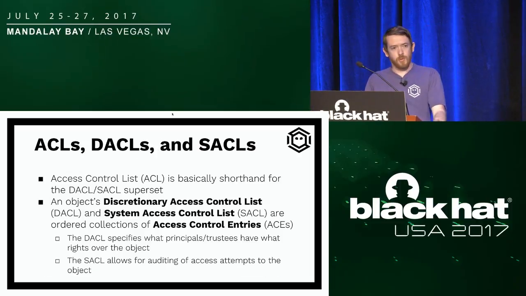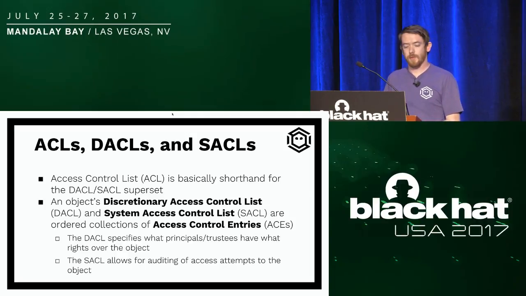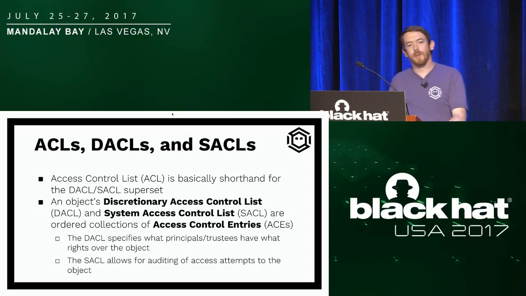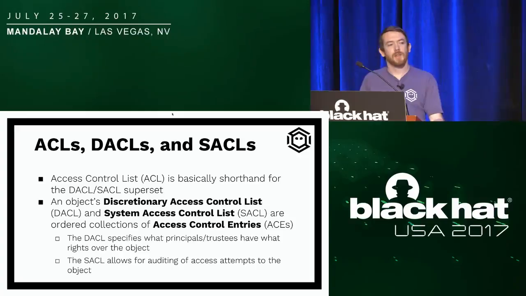A lot of people use these terms interchangeably. We use ACL and DACL interchangeably, but the access control list is actually the superset of the SACL and the DACL. DACL being the discretionary access control list, and the SACL being the system access control list. It's a pointer to an ordered collection of access control entries, or ACEs, that are stored for the object. So the DACL is what actually defines who has what rights, what principals have what rights over a particular object. So it's just the access control model. The SACL allows for auditing of success and failure auditing on accesses to different components of the object, but we're not really going to cover that in this presentation.